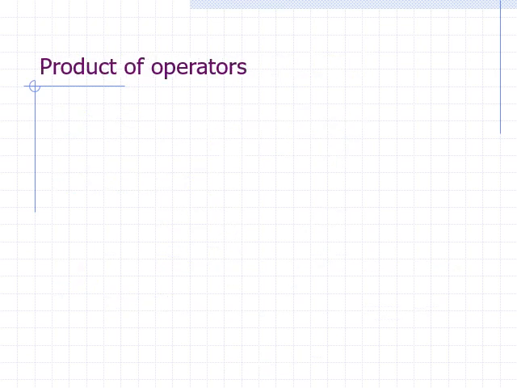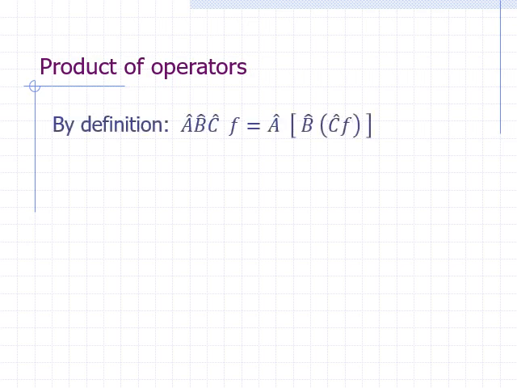The product of two or more operators is applied starting with the rightmost operator. An expression like this, A hat B hat C hat f, is interpreted as follows. We first apply operator C on function f. Then we apply operator B on the resulting function. Finally, we apply operator A on the function obtained after operator B is applied.